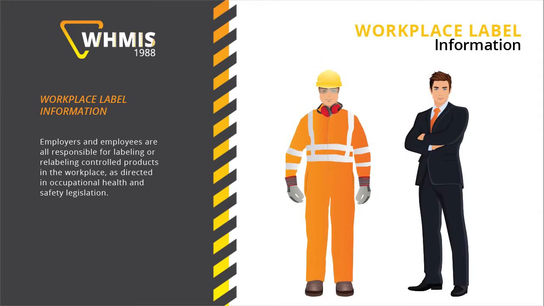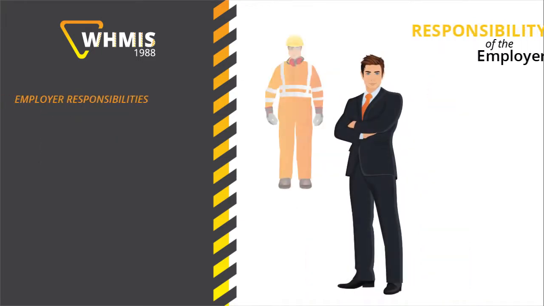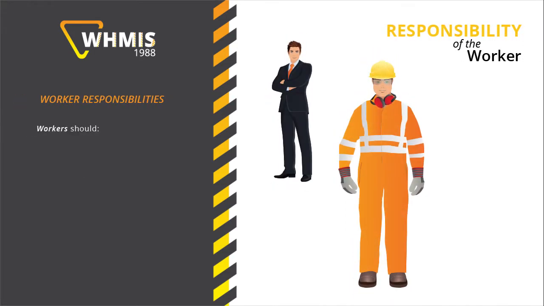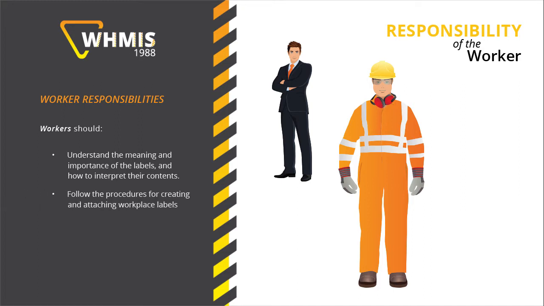Employers and employees are all responsible for labeling or relabeling controlled products in the workplace, as directed in occupational health and safety legislation. An employer should ensure that all products arriving on-site are appropriately labeled and workplace labels are created and used when needed. Workers should understand the meaning and importance of the labels and how to interpret their contents, follow procedures for creating and attaching workplace labels, avoid damaging labels or removing labels, and report damaged or missing labels to their employer.